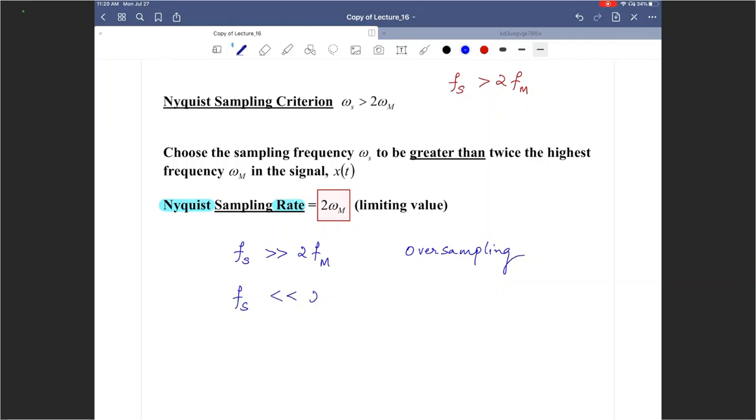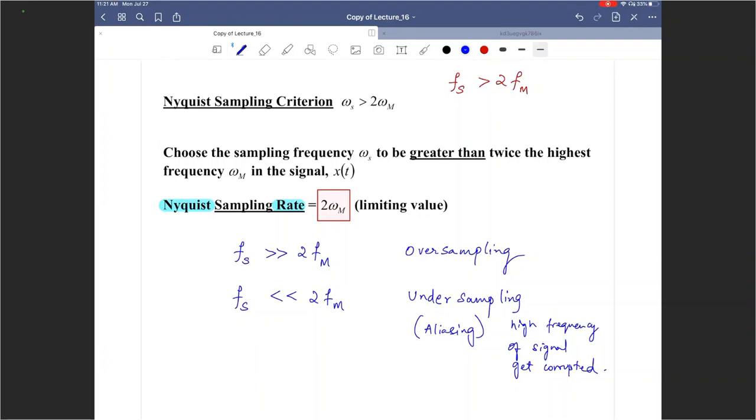If fs is much less than 2 fm, then I'm doing undersampling. And in this case, you will experience aliasing. I should say high frequencies of the signal get corrupted. And as you go even further under sampling, like if you go too low, then it goes from the high frequency corruption to even the low frequency regions as well, because there will be more and more of those triangles overlapping.